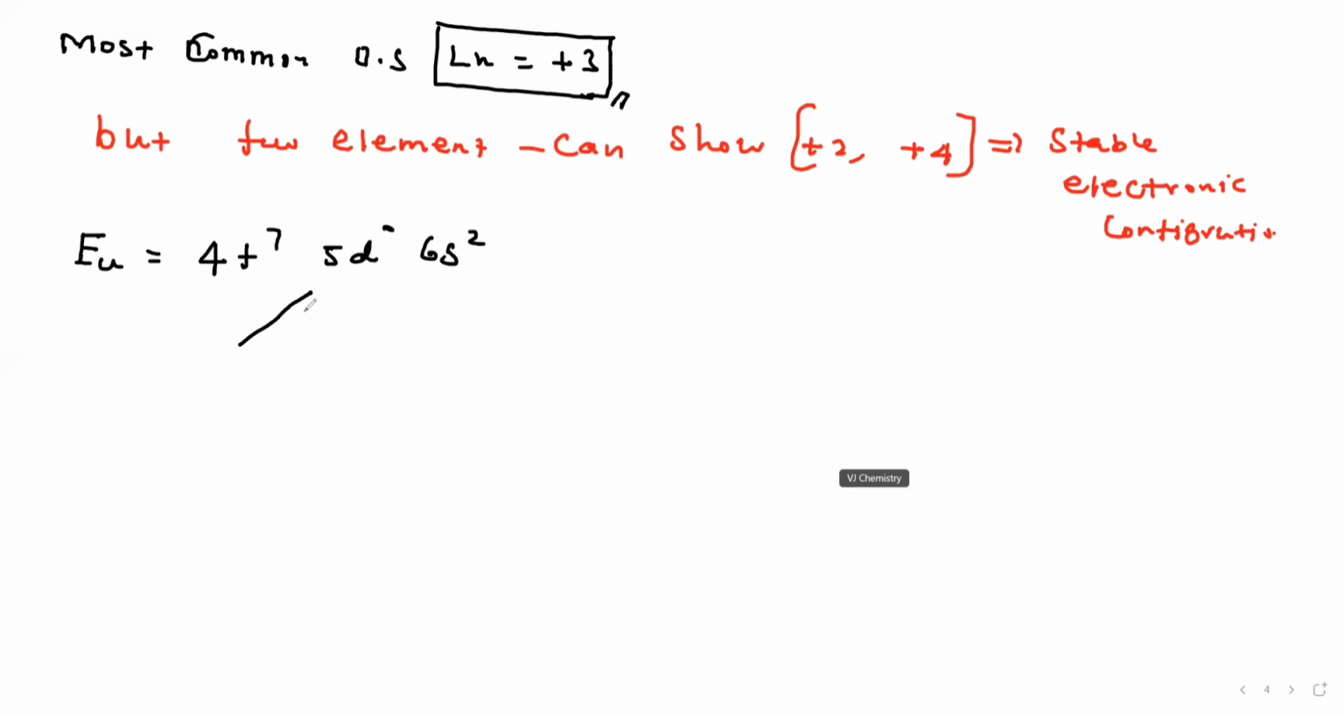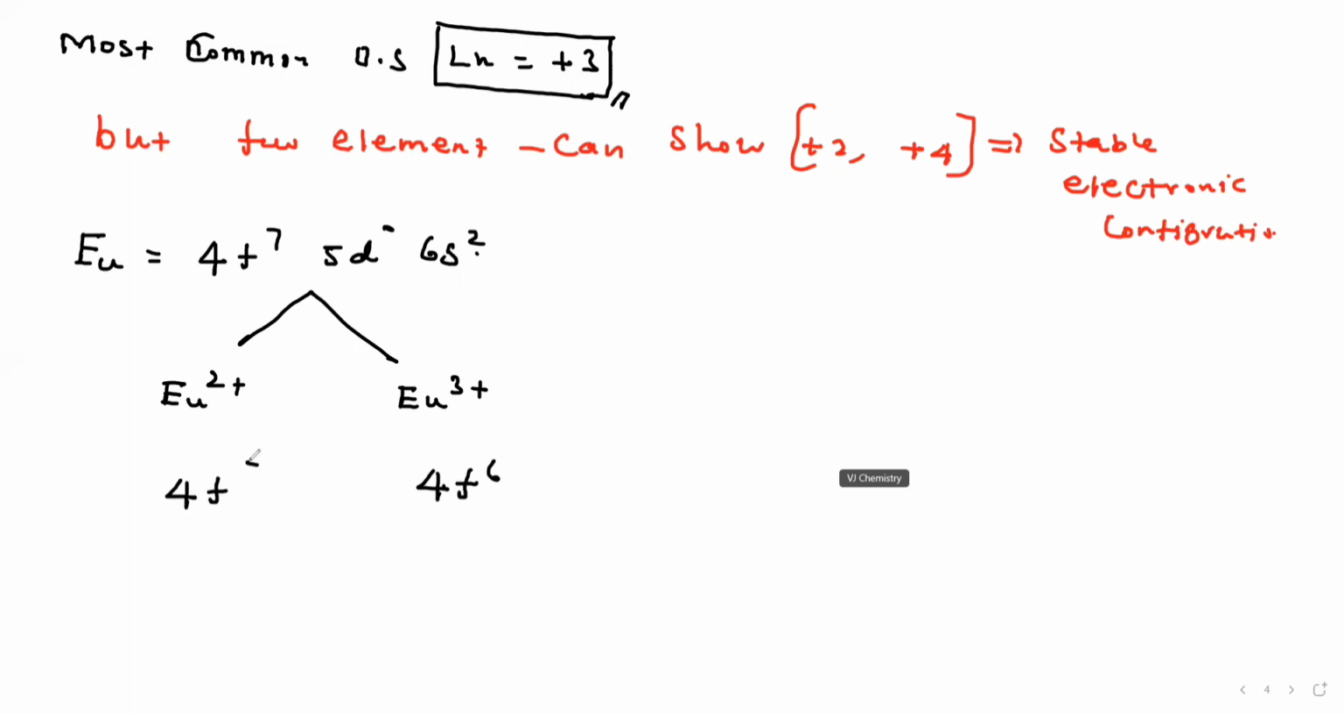Now, in case of europium, it can show europium 2 plus as well as europium 3 plus. What is the europium 3 plus configuration? 4f6. And europium 2 plus is 4f7.